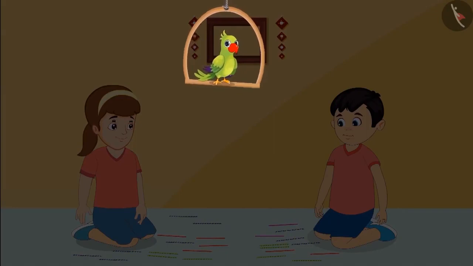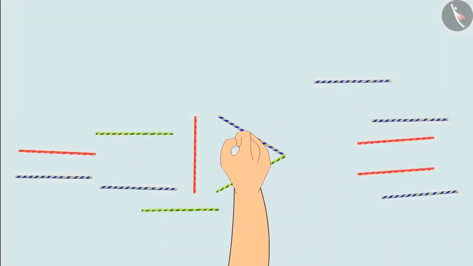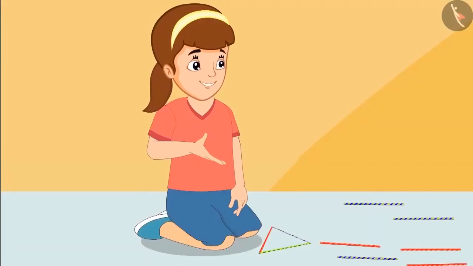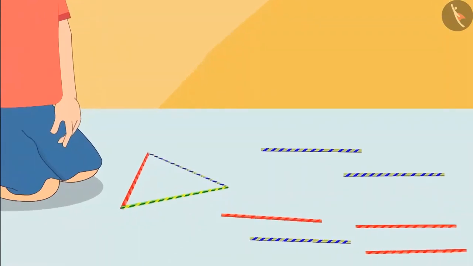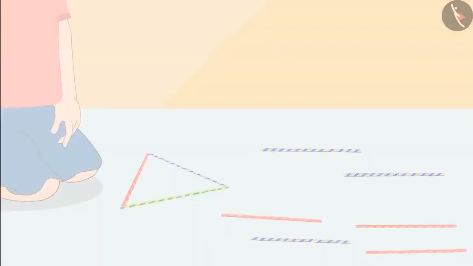They have some straws in this game and they have to make shapes by joining these straws. Neha, what are you making? Chotu, I have made a shape out of three straws. Can you identify the shape I made?